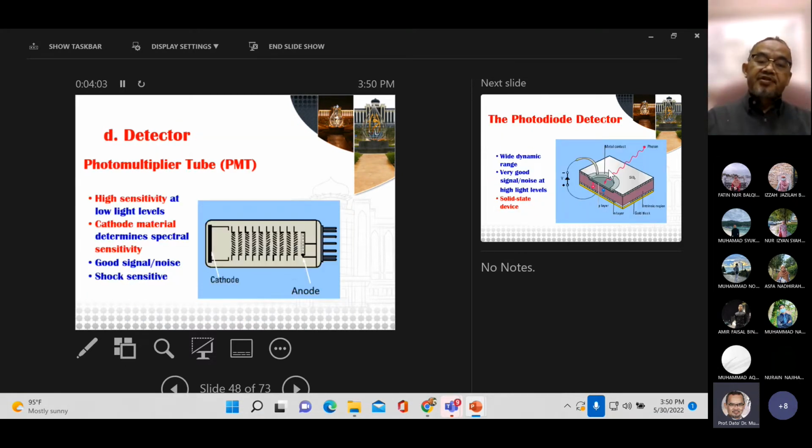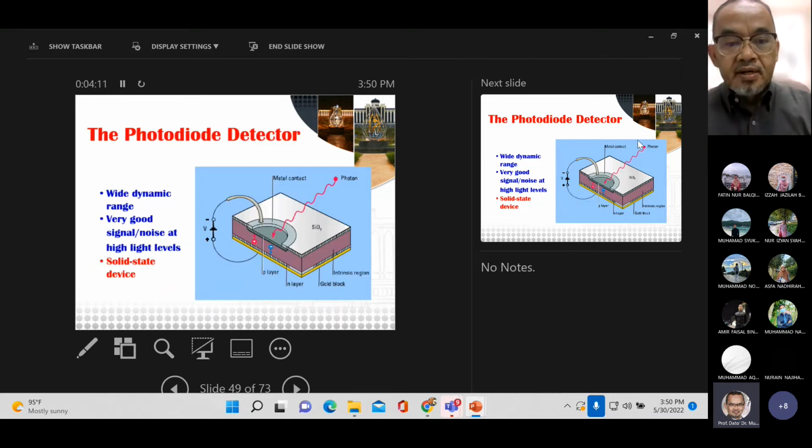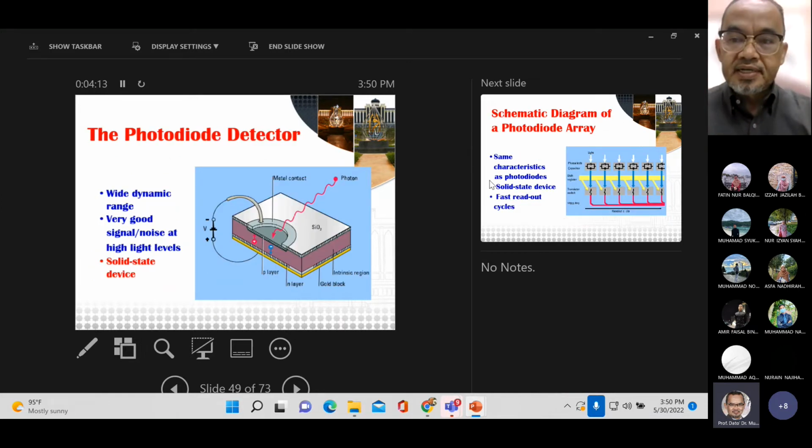The photomultiplier tube detector has already been used as a detector. So the cost is simple. I think that's about all.